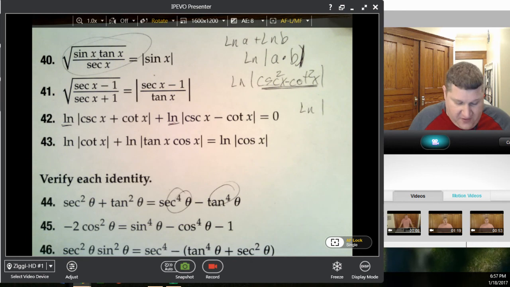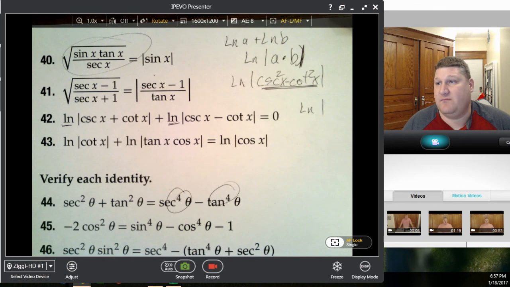Okay, so from there, you should be able to do some of these problems. So that should get you a good start on all of them.